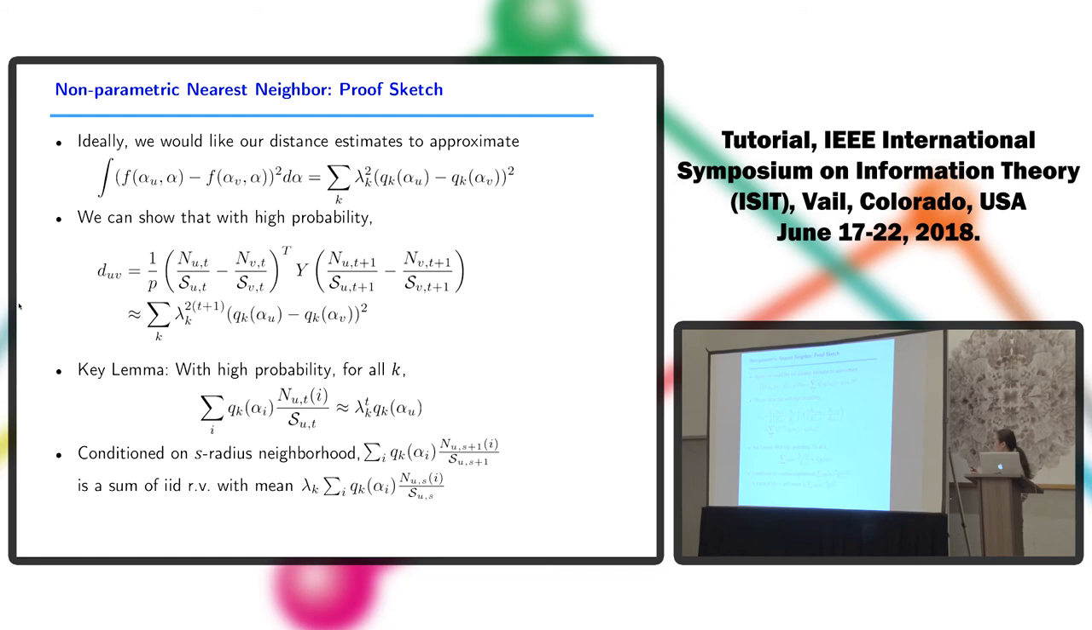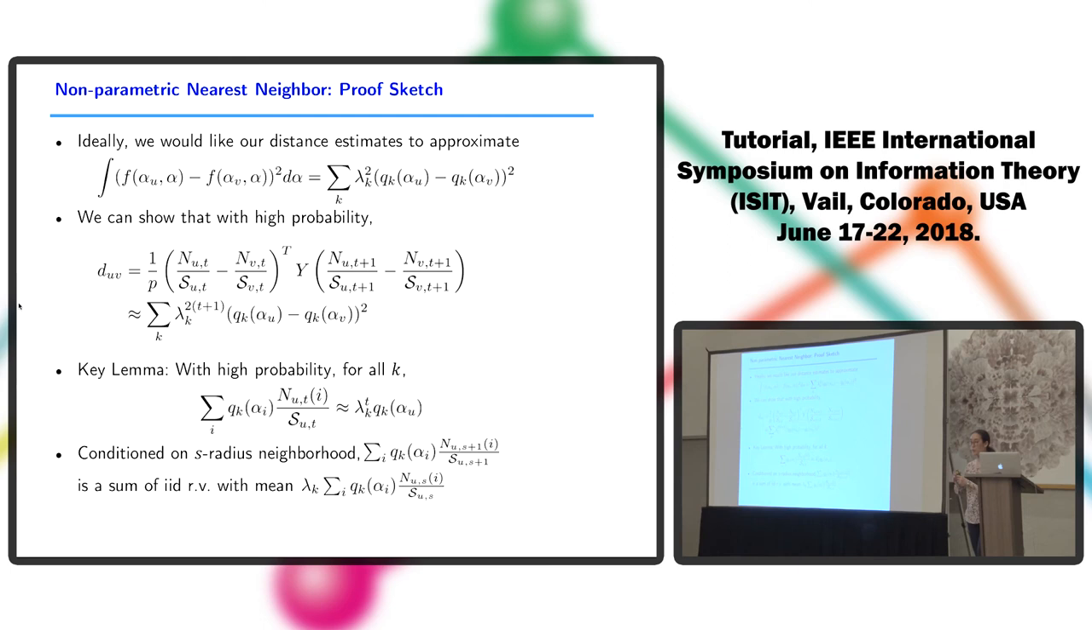So now, with that handy, what we want our distance estimates to approximate ideally is this L2 distance between the two functions. And recall, when we had dense enough information, we were able to estimate that exactly. Given the spectral decomposition, that can be written in this way. What we're able to show in our algorithm is that with high probability, our distance approximates this expression here. If you compare this expression with this one, the only difference is that instead of lambda squared, we get lambda to the 2 times t plus 1. Again, it's the same picture as the one I showed you earlier when we were multiplying the matrices.